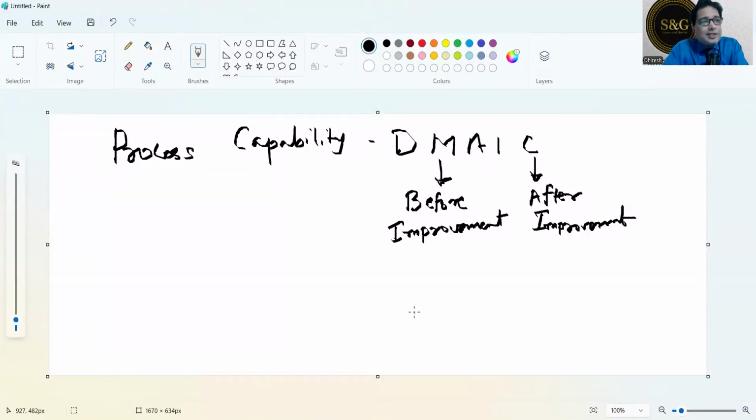For example, your customer wants delivery of the product within 30 minutes, like pizza delivery, right? Pizza in 30 minutes or free, correct? So your customer wants delivery of the product or whatever service you are offering within 30 minutes. If you can deliver within 30 minutes, that means your process is capable of delivering within 30 minutes. If you cannot, then your process is not capable. Are you understanding this? Yes.